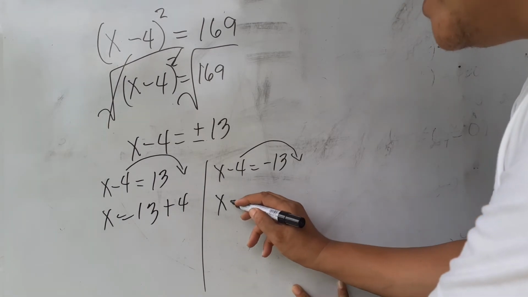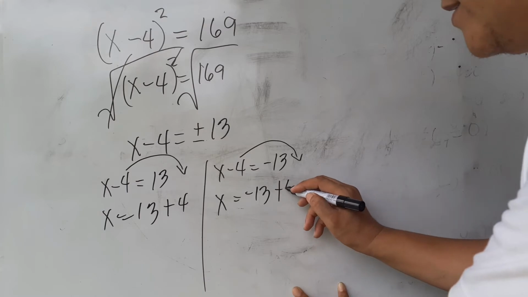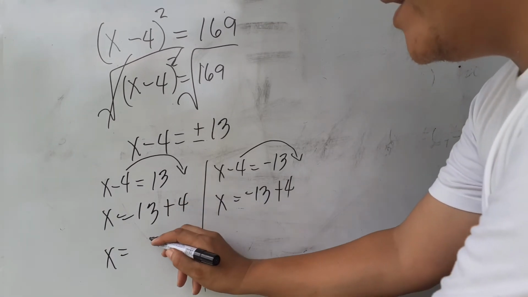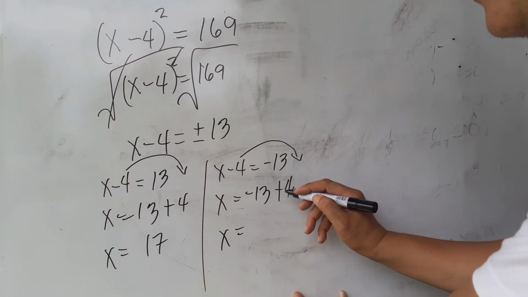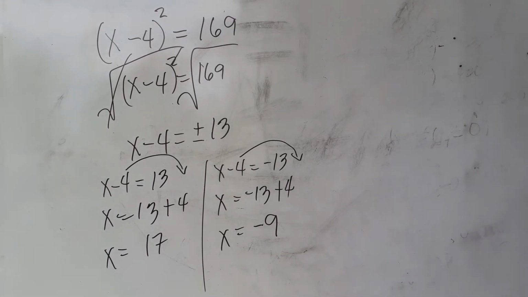So, we have x, it is equal to negative 13. Tata-transpose natin siya magiging positive 4. So, x is equal to 13 plus 4 is 17. So, we have x is equal to negative 13 plus 4 is negative 9. So, ang sagot po natin dyan ay isang positive 17 at isang negative 9. Okay, so let us check.